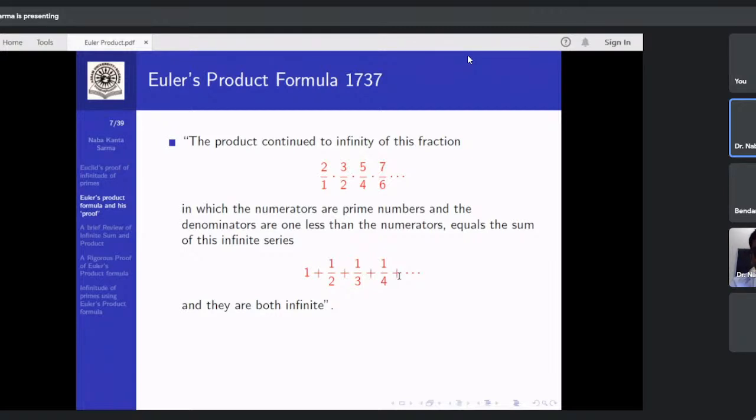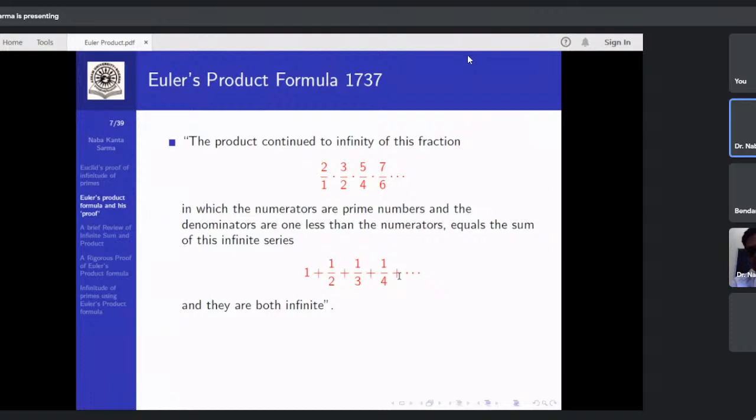He has arranged a sum. The sum is 1 plus half up to infinity. This sum he was able to write as an infinite product. And he realized that they were both infinite. So in modern language, this equality will not make much sense, because both of these are infinite numbers. But at that time, at the time of Euler in 1737, this concept of infinity was not as clear as it is now.